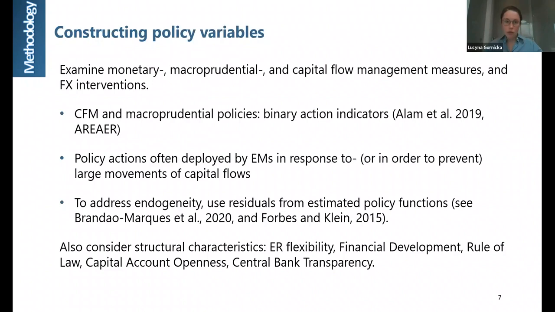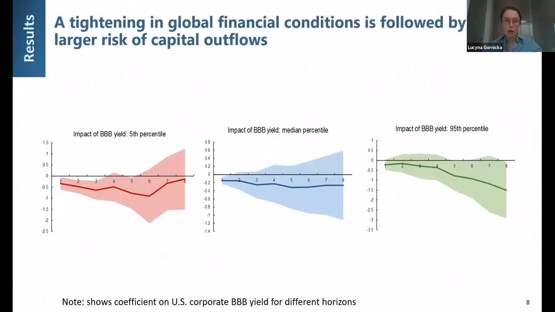Next to the policy variables, we will also consider structural characteristics. Here we will consider exchange rate flexibility, financial development, rule of law, capital account openness, and central bank transparency. Arguably, these measures are more slow moving and less prone to endogeneity issues than high frequency policy variables. Okay, so moving on to the results, we will present them two ways. One is to just show the coefficients on the variables from the quantile regressions. We will do that for three percentiles: the fifth, corresponding to low tail risks, the median, and the 95th percentile, corresponding to the upper tail of the density of the future flows.